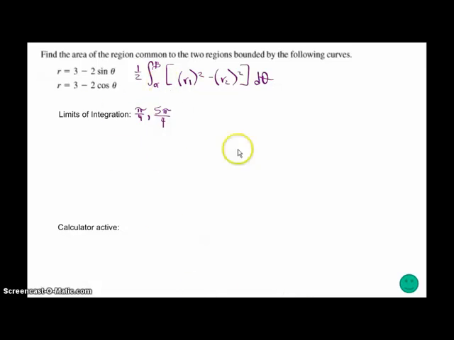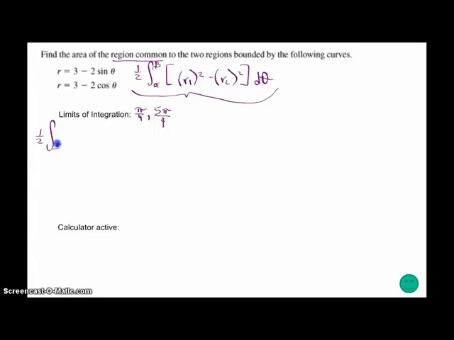Again, I've cleaned up what was on this slide and gone back and written the formula that we're going to be using here to find the region that's common to both of these limacons. Remember that we have one region squared minus the other region squared. We found that our limits of integration are pi over 4 to 5 pi over 4. So this is going to look like 1/2 times the integral.